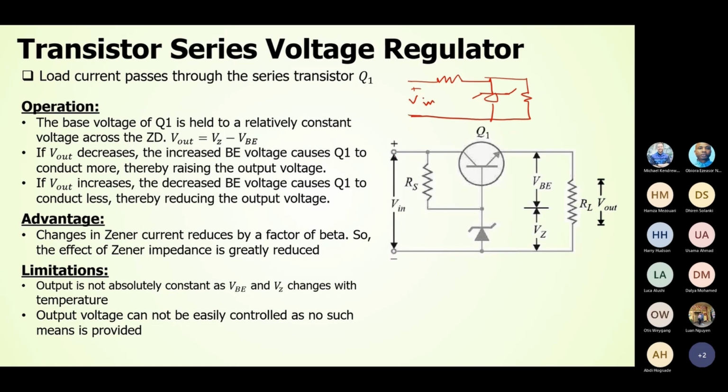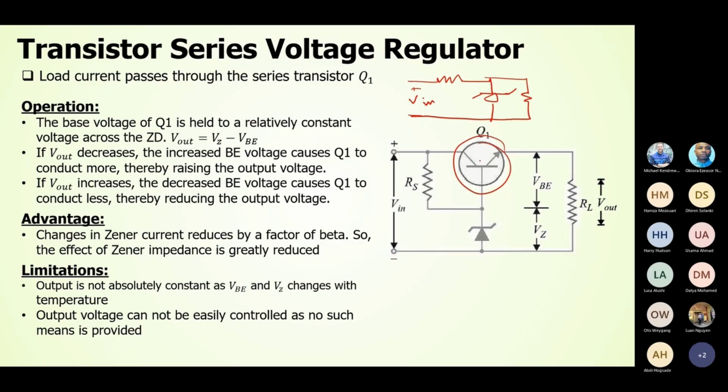Now what is happening? In addition to the Zener diode and the series resistor, we also have a transistor that is in series with the load. And as you can see now, the series resistor RS has a different configuration. Okay, so how does this one actually operate?